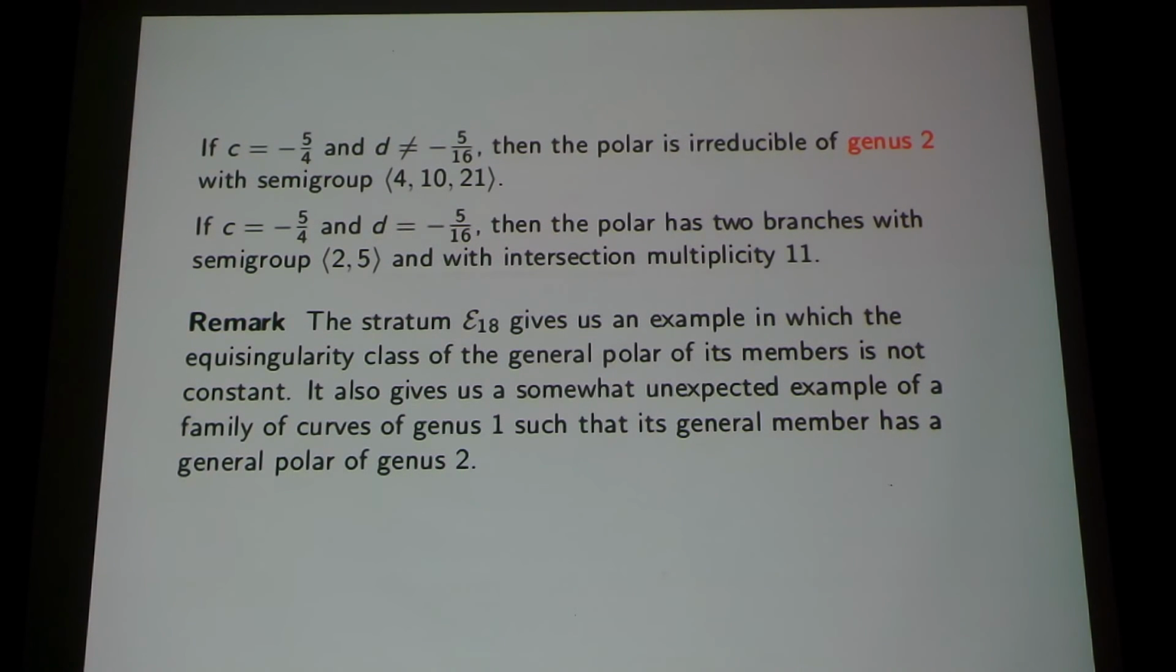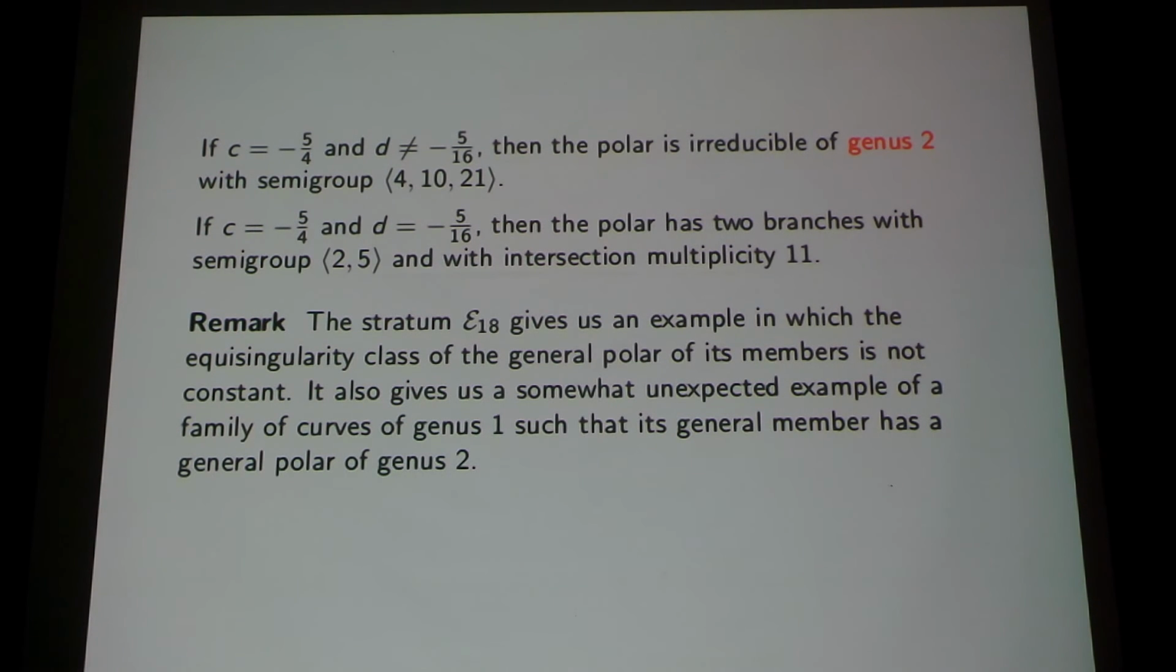The second line, when C is equal and D equal, then the polar has two branches with semigroup 2, 5 and with intersection multiplicity. So the remark is that the stratum AE18 gives us an example in which the equisingularity class of the general polar of its members is not constant. So it may vary in the stratum. It also gives us a somewhat unexpected, at the beginning, example of a family of curves of genus 1 such that its general member has a general polar of genus 2.